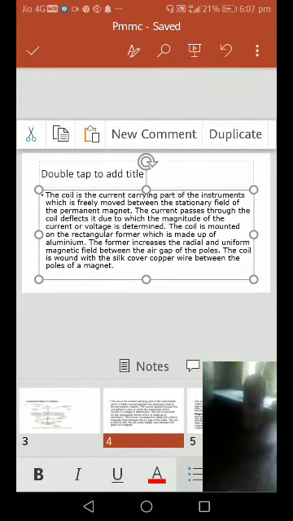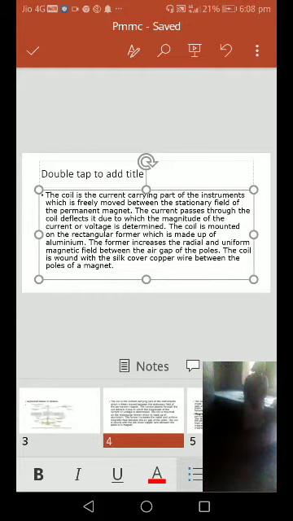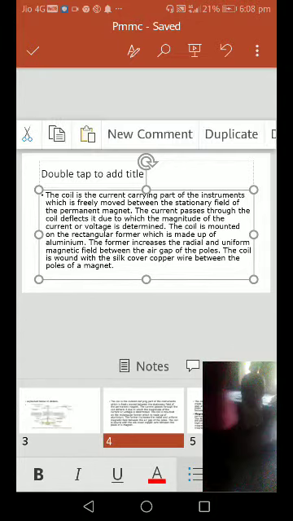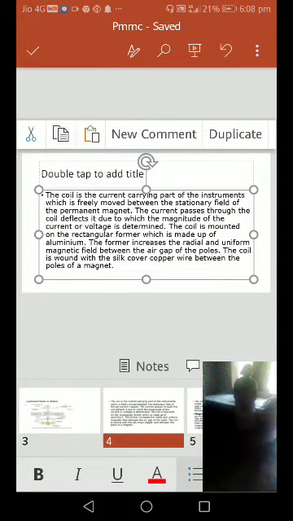Current passes through the coil. The coil is the current carrying part of the instrument, which is freely moved between the stationary fields of the permanent magnet. The current passing through the coil deflects it, due to which the magnitude of the current or voltage is determined, and the coil is mounted onto the rectangular former.